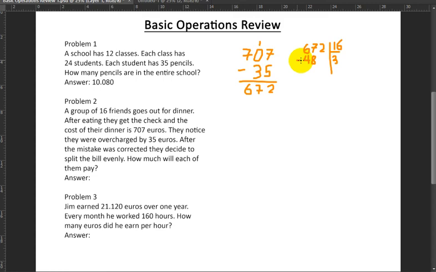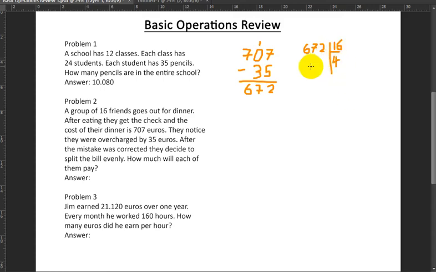Let's do this subtraction. I will get from this subtraction 19, which is more than 16, so I've made a mistake and I need to go back and try one more time. Instead of 3, I need to try 4.